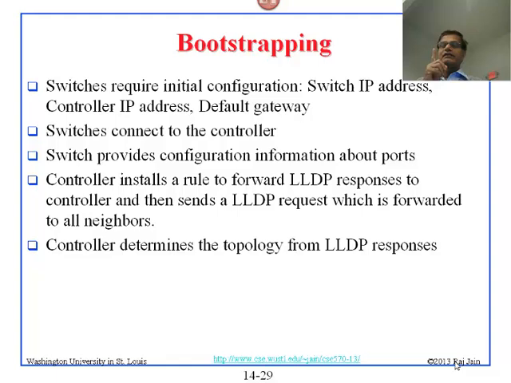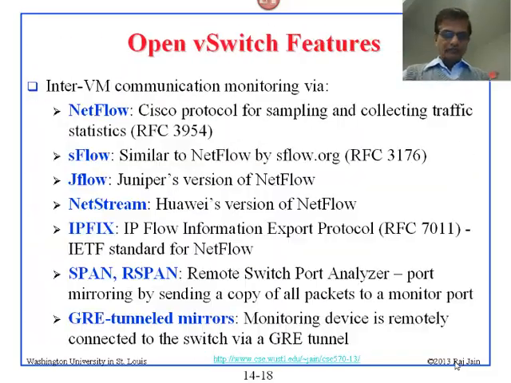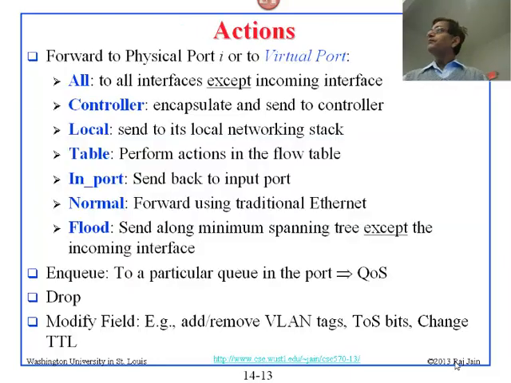No, here is the thing. Let me tell you, I could be wrong on this one. This is a fine point, and it really doesn't matter. But the idea is there are 7 ports defined: all, controller, local, table, normal, and flood. So the action might be to send to all, except the incoming interface.